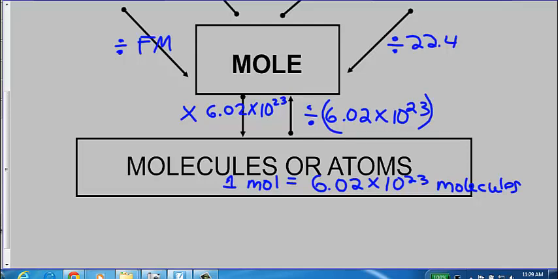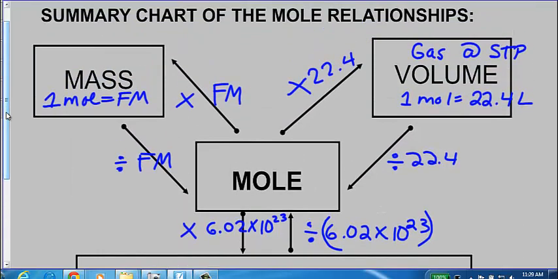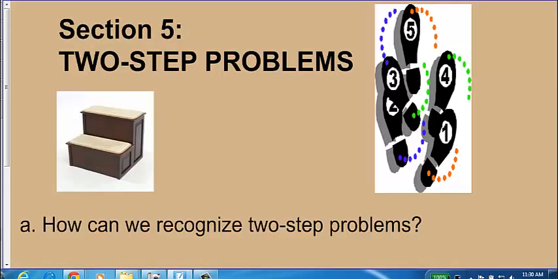So we've done calculations where you're given molecules, ask for moles, given moles, ask for molecules. We've done calculations with mass and mole, and we've done calculations with volume and mole. Where we're headed now is that they're going to give us something like volume and ask us for mass, or give us mass and ask us for molecules. So we call these two-step problems because, as you can see on our roadmap, there's no direct path between the mass and volume. You have to go to the mole first and then to volume, right? You have to go here and then there. So where we're headed with this are these two-step problems.